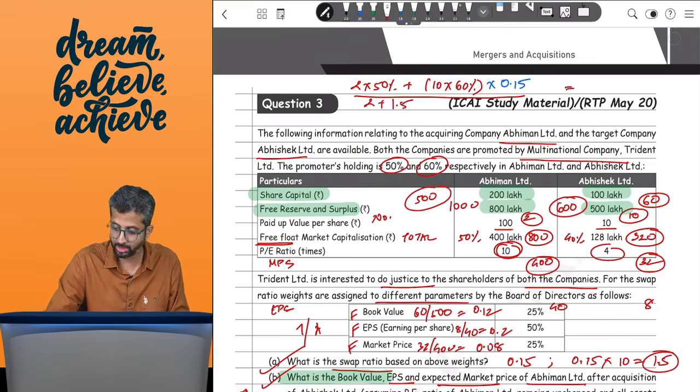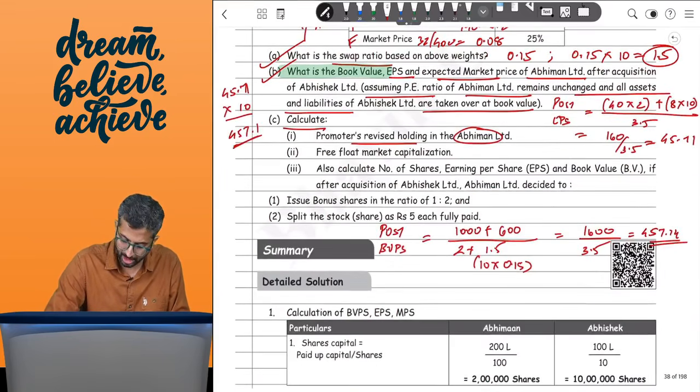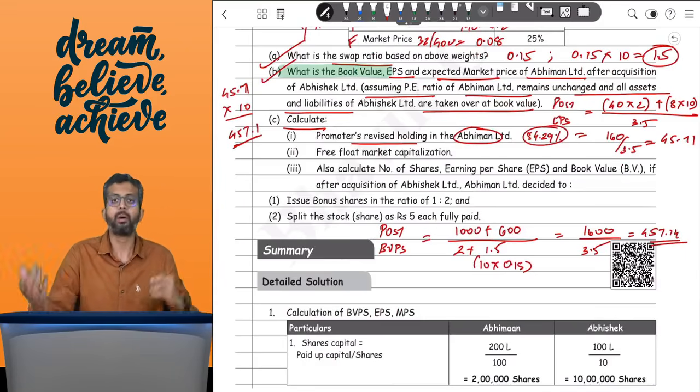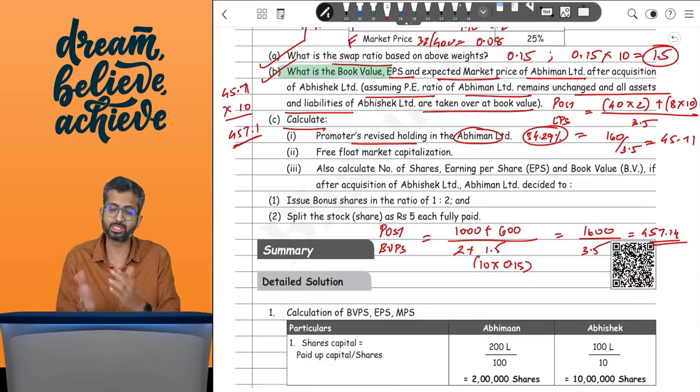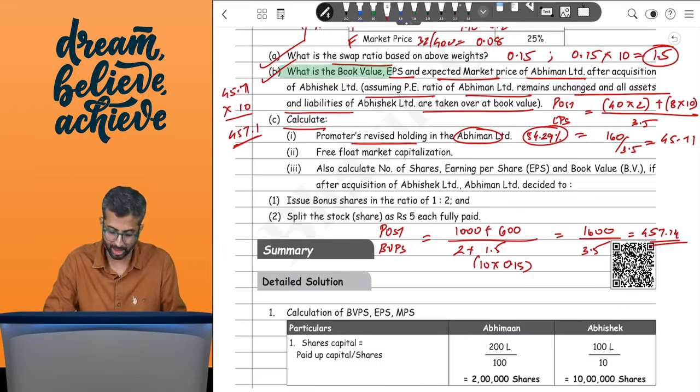So I will say post merger this will be 1 plus 6 into 0.15, that is 0.9. So this will be 1.9 out of 3.5. This is 1.9 by 3.5, comes to around 54.29%. Great. So this is your promoter's stake. Promoter stake is a stake held in Abhiman originally, that is 1 lakh shares, plus in Abhishek we were holding 6 lakh shares, which get converted into 0.9 shares. So in the post acquisition entity they were holding 1 plus 0.9, that is 1.9 out of 3.5.